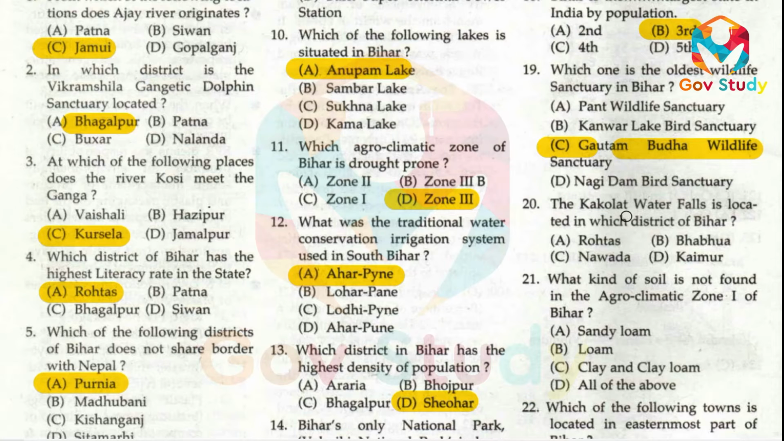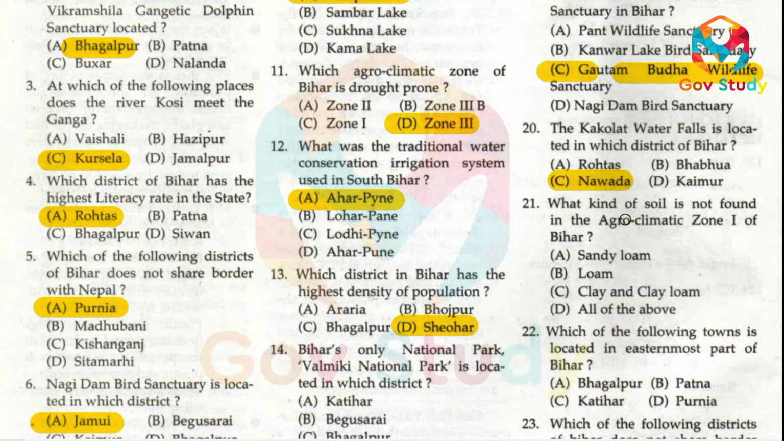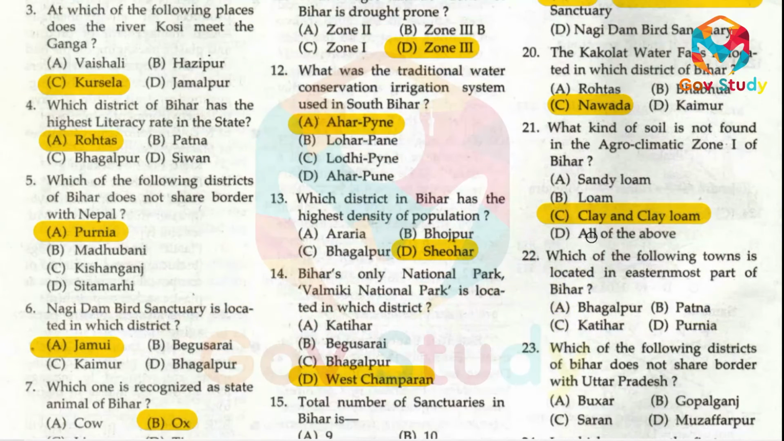Next question. The Kakolat waterfall is located in which district of Bihar? Rohtas, Bhabua, Nawada, Kaimur. Correct answer is C, Nawada. Next question. What kind of soil is not found in the agroclimatic zone 1 of Bihar? Options are sandy loam, loam, clay and clay loam, or all of the above. Correct answer is C, clay and clay loam.